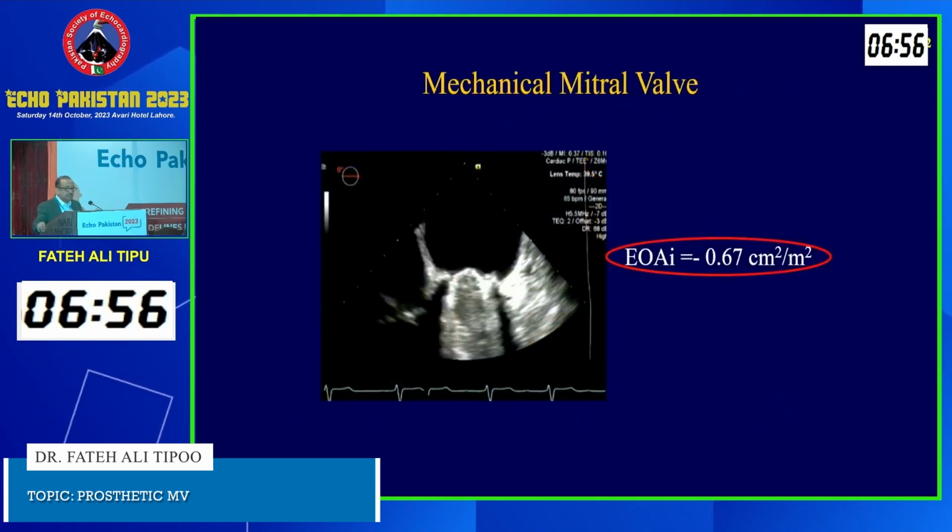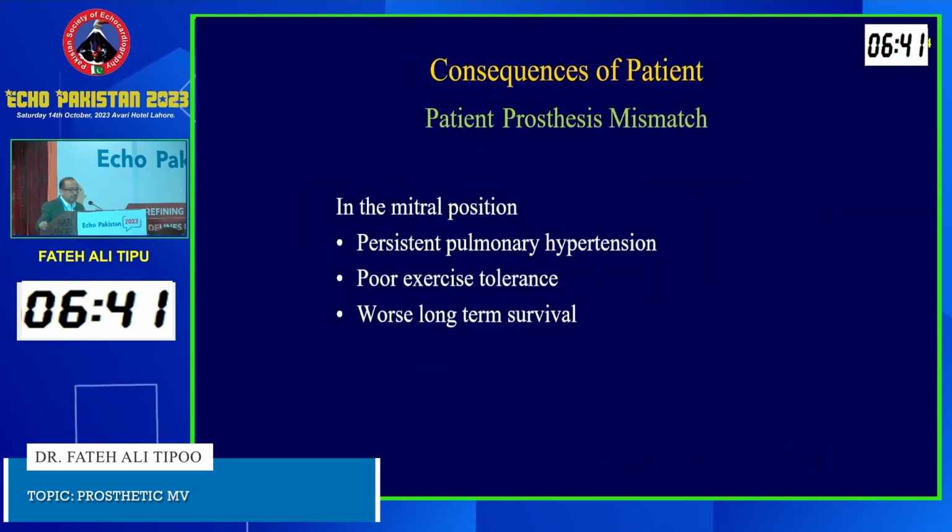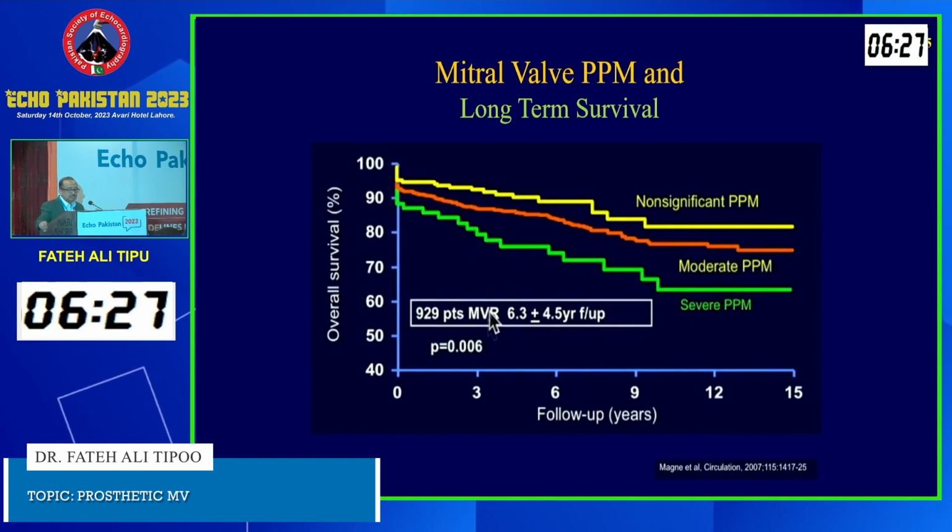If we see the effective orifice area index is 0.67, so the patient has prosthesis-patient mismatch. If the valve area is less than 1.2 square centimeters per square meter, then it's prosthesis-patient mismatch. A patient with prosthesis-patient mismatch would behave like mitral stenosis. There will be persistent pulmonary hypertension, poor exercise tolerance, and poor long-term survival. This is a study showing a poor outcome with severe prosthesis-patient mismatch.